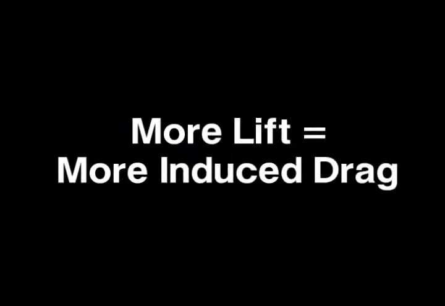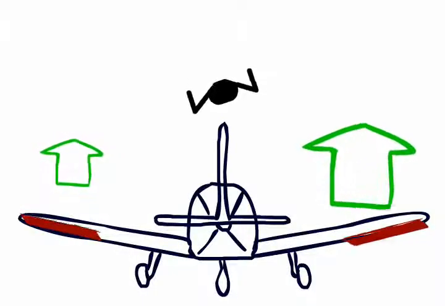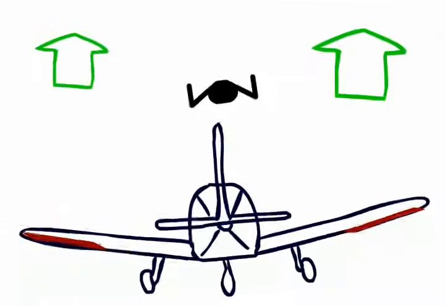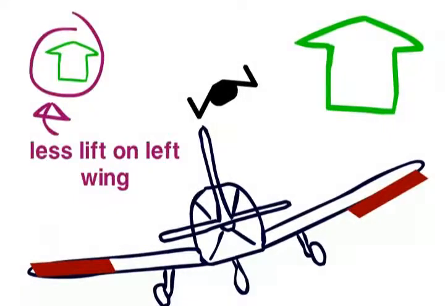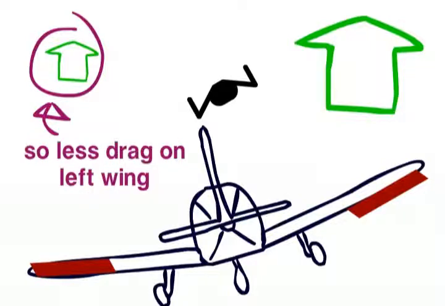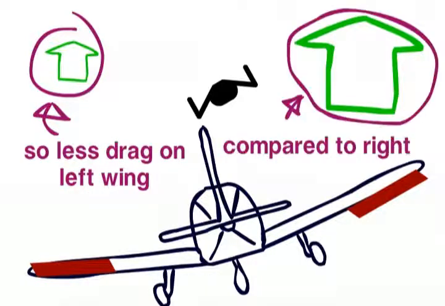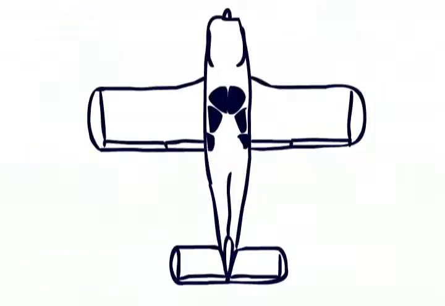One thing worth mentioning before this is the fact that when you create lift, you also create induced drag. As you will remember from episode 5, roll is achieved by increasing the lift on one of the wings, and reducing the lift on the other. When rolling to the left, there is less lift on the left wing, which means there is less induced drag on this wing, when compared to the right.